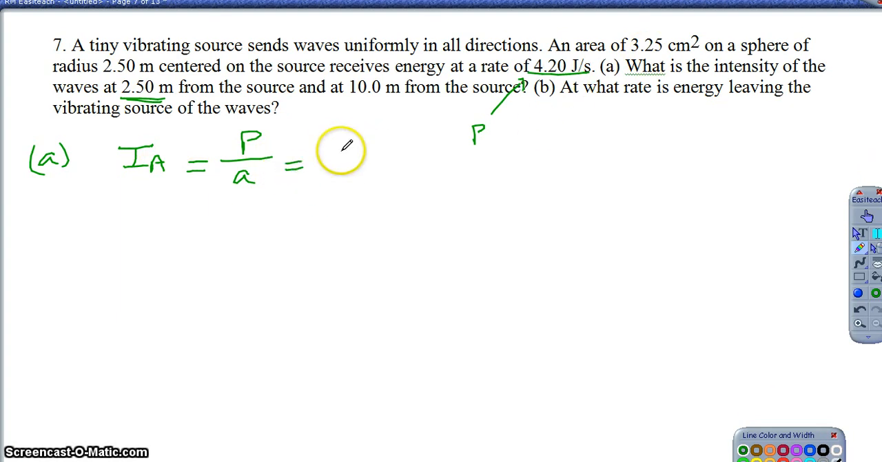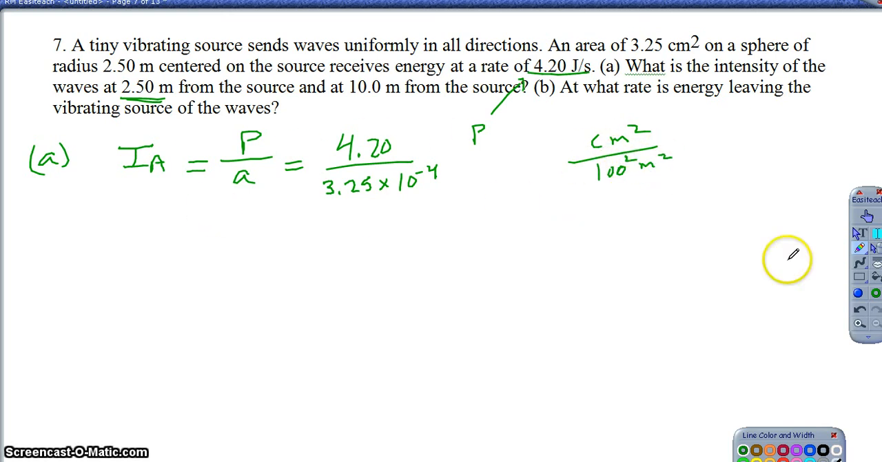So the power of 4.2 joules per second is given to an area of 3.25 centimeters squared, and I do need to make sure I pay attention to centimeters squared, right? That is actually then 10 to the negative 4th meters squared, because I'm dividing by 100 twice since it's centimeters squared. Centimeters squared, I divide by 100 twice to convert that to meters. So anyway, make sure we're comfortable with that part.